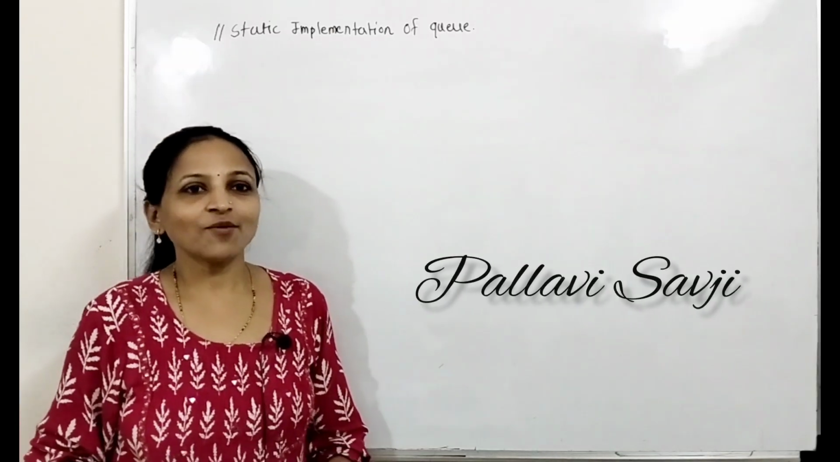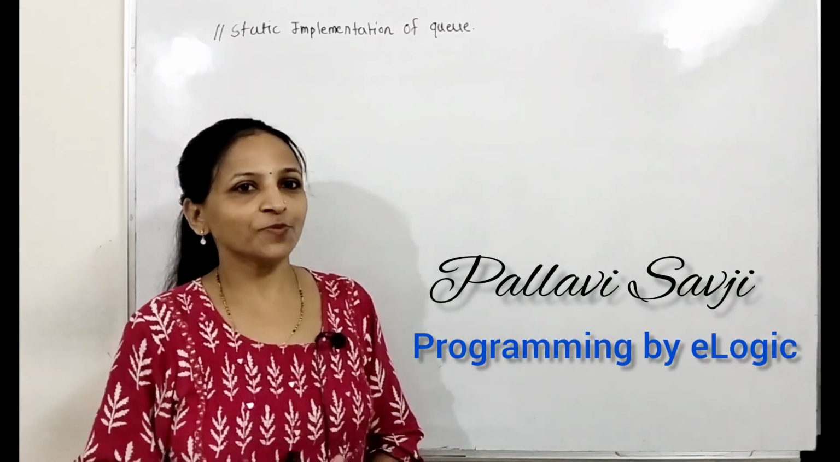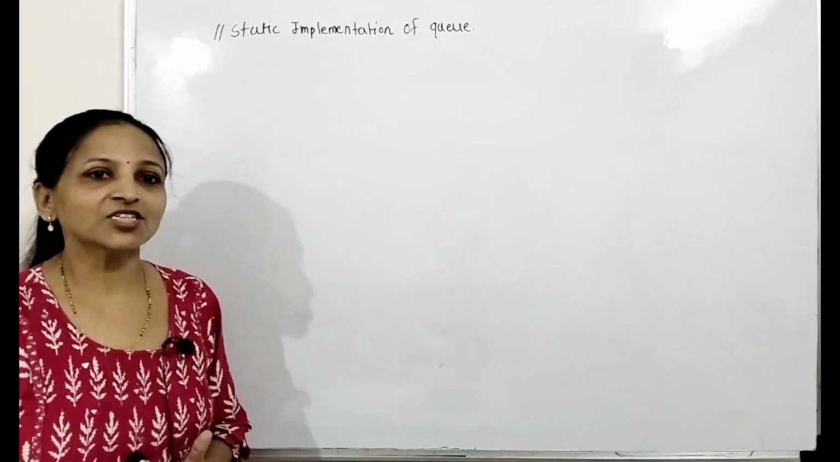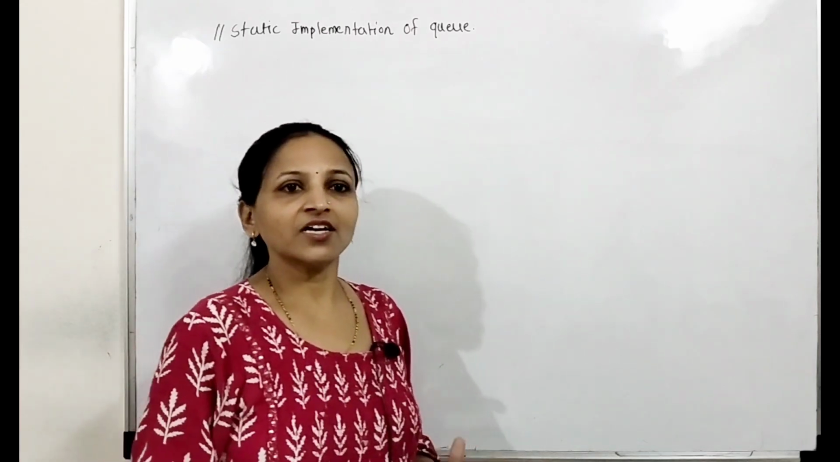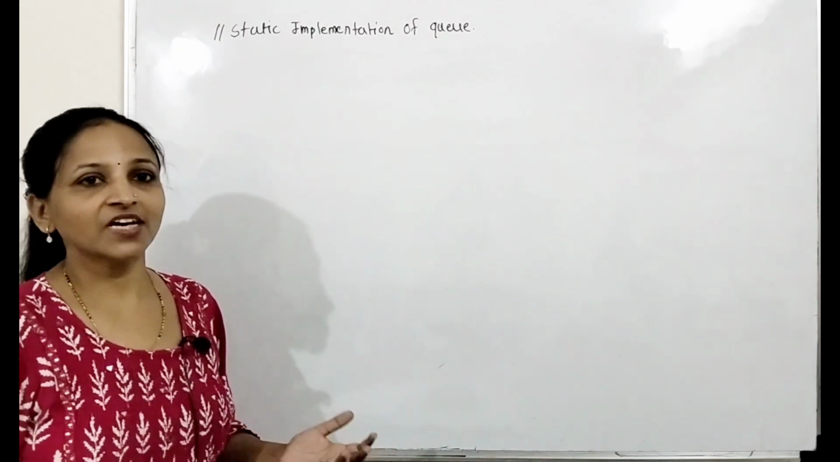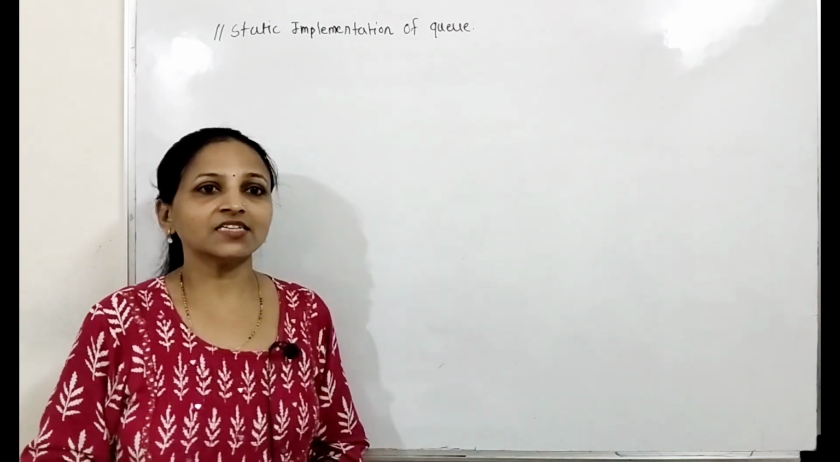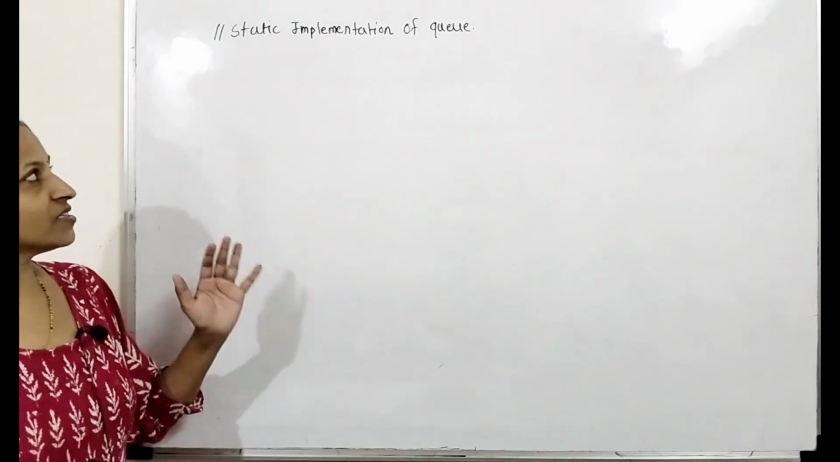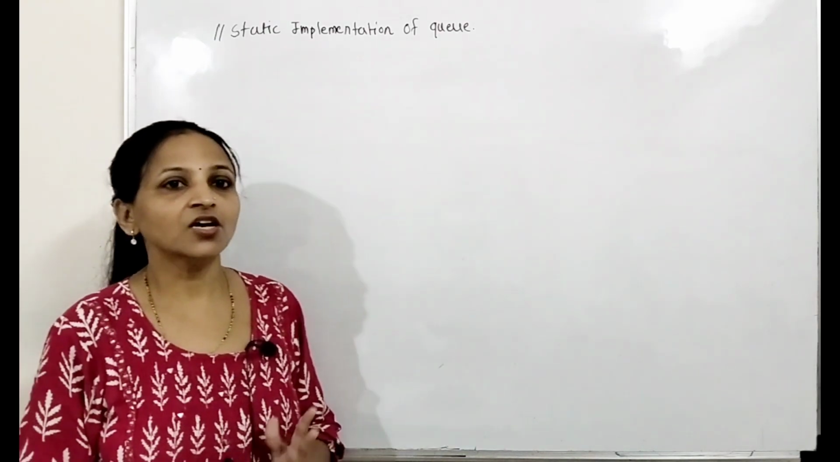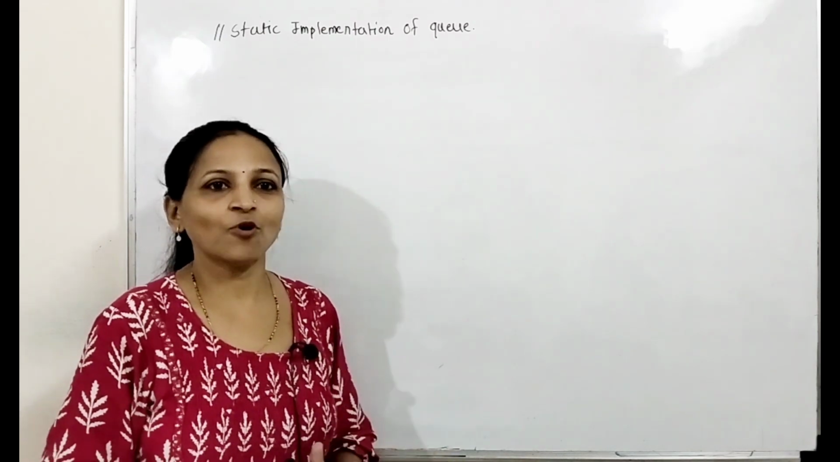Hello students, here I am going to explain the static implementation of queue data structure, means implementation of queue with the help of array. We can also implement this queue data structure with the help of linked list or dynamic array, but that is a dynamic implementation. Here I am considering static implementation of this queue data structure with the help of array.